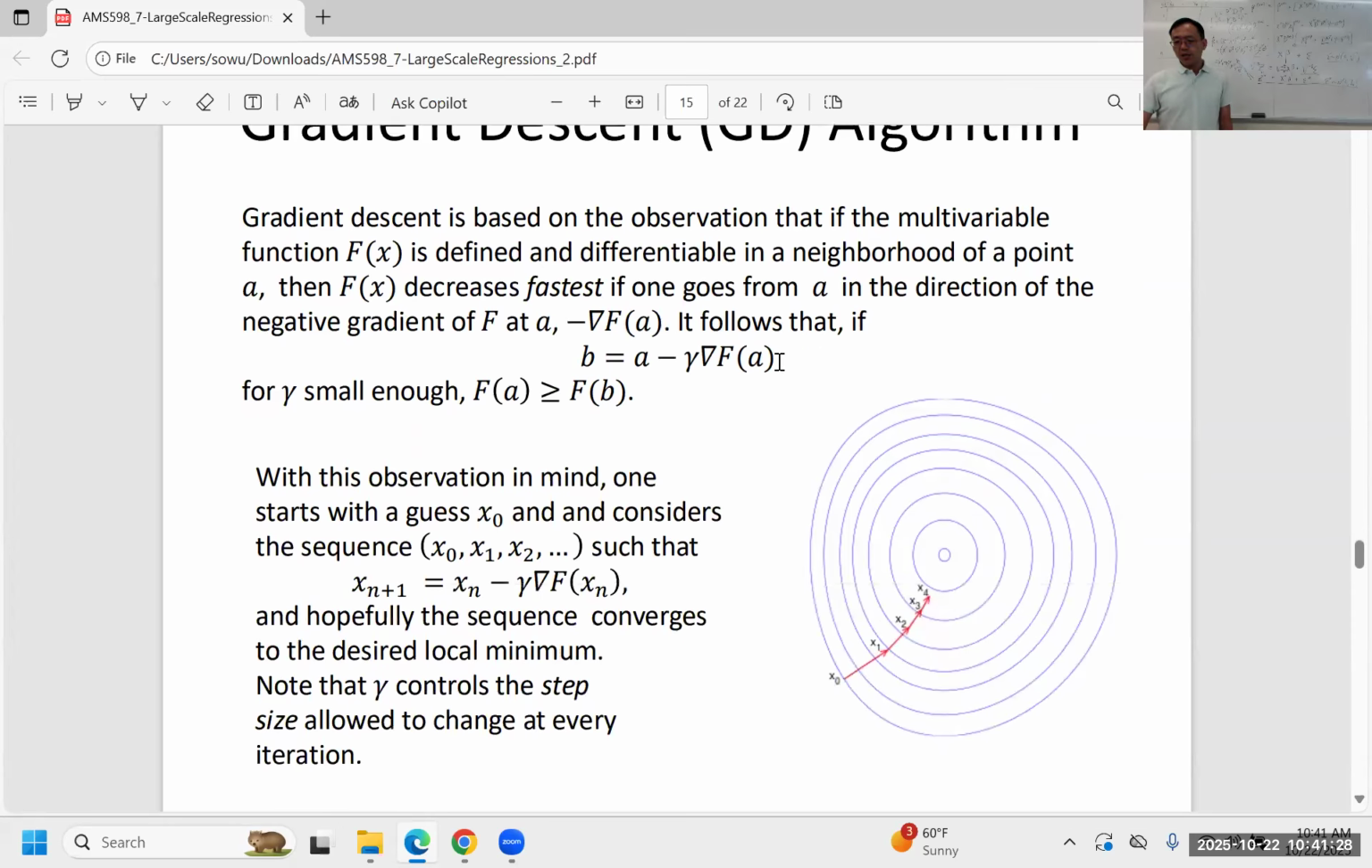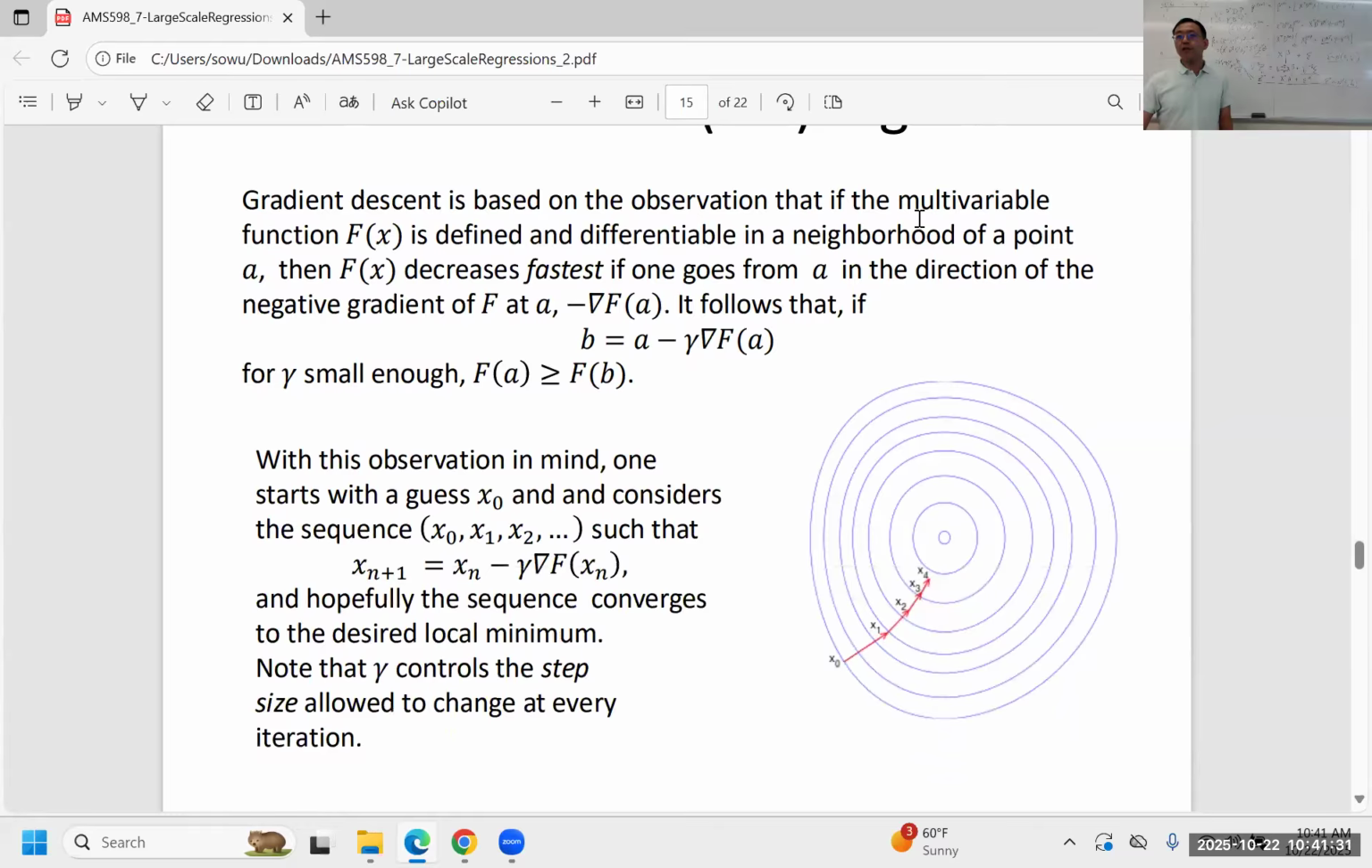Now gradient descent is based on the observation that if a multivariate function f(x) is defined and differentiable in a neighborhood of a point A, then the function f(x) decreases fastest if one goes from A in the direction of the negative gradient of f at A. So if you have f(x), you can evaluate the gradient. The gradient, in our sense, is essentially the first order derivative.